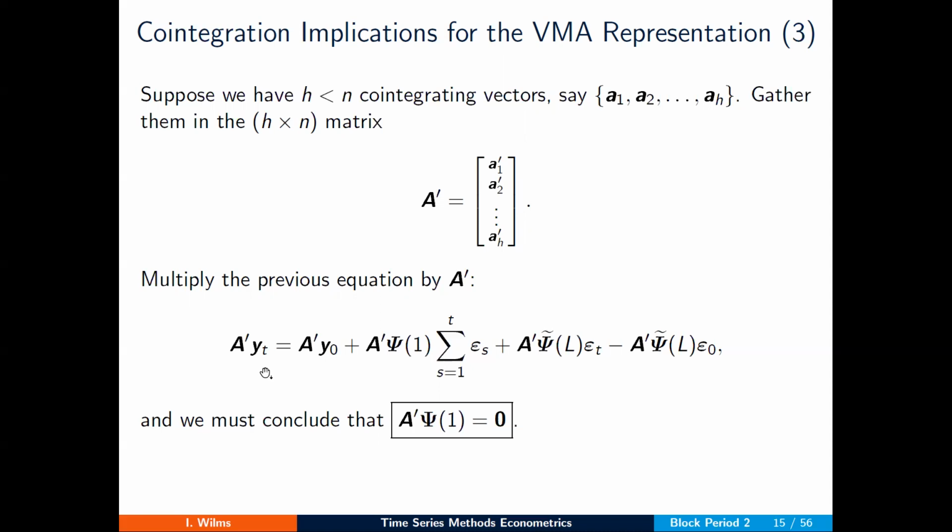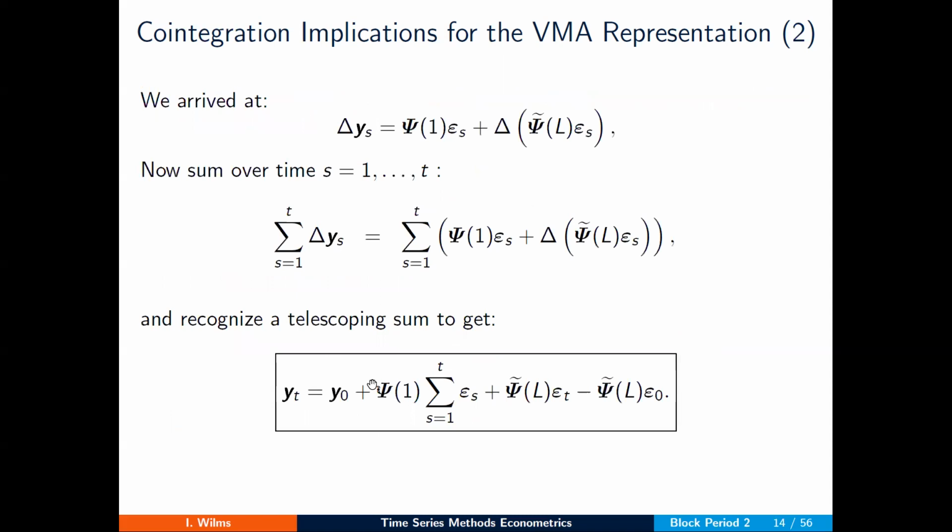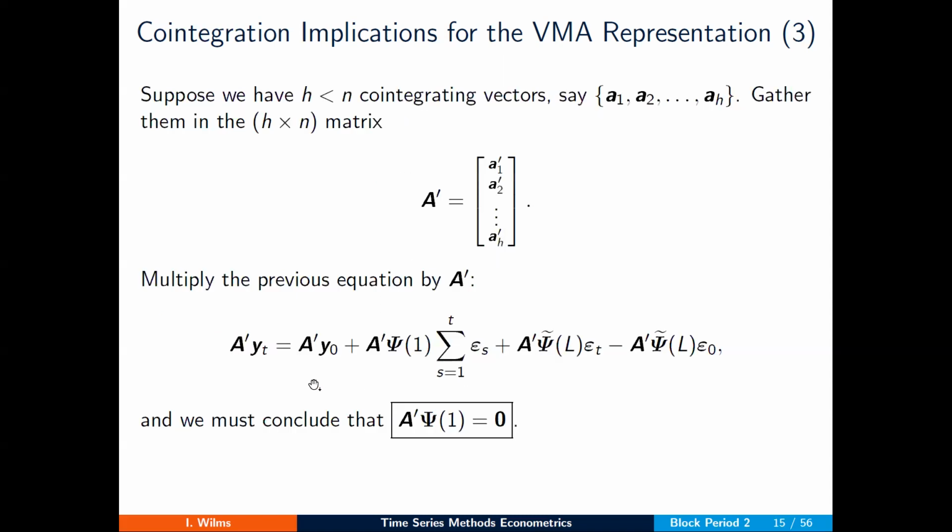And let us now pre-multiply both the left-hand side and the right-hand side from the box expression of the previous slide by this A prime matrix. What do we get then? Well, on the left-hand side, I have A prime times yt, which is nothing more than the h linear combinations of my original series according to the co-integrating vectors. So on the left-hand side, I have my co-integration relations.